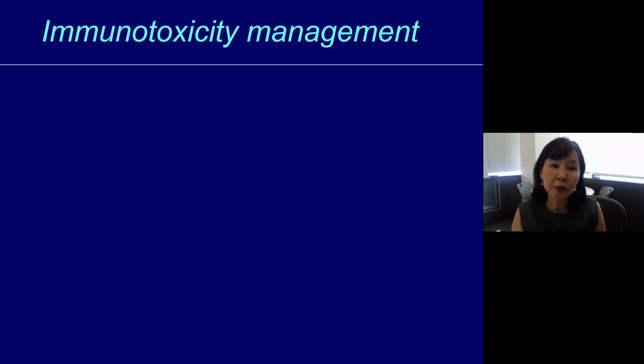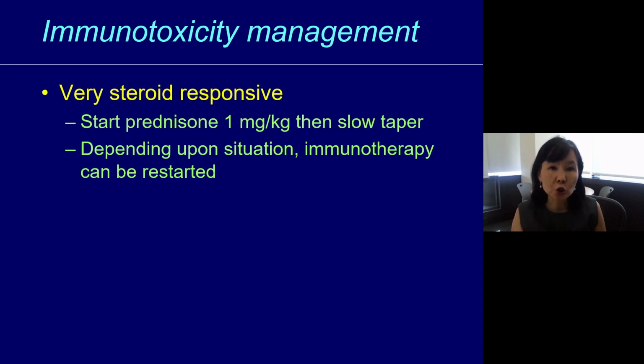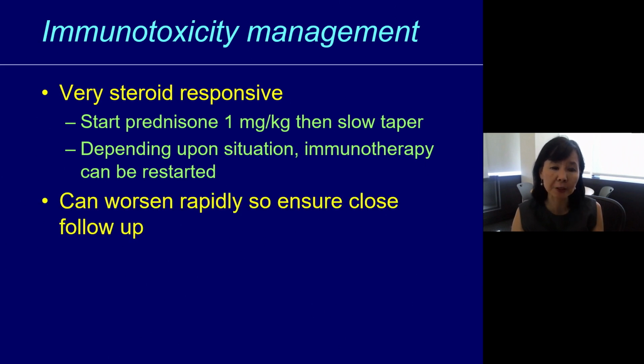And so most importantly, management. It is extremely steroid responsive. This is why one of the choices in the multiple choice question had been to start prednisone at 1 milligram per kilogram, and then taper. Because if you do have a very high suspicion for immunotoxicity, the sooner you start steroids, the better. And depending upon the situation, immunotherapy can sometimes be restarted even after someone suffers an immunotoxicity side effect.